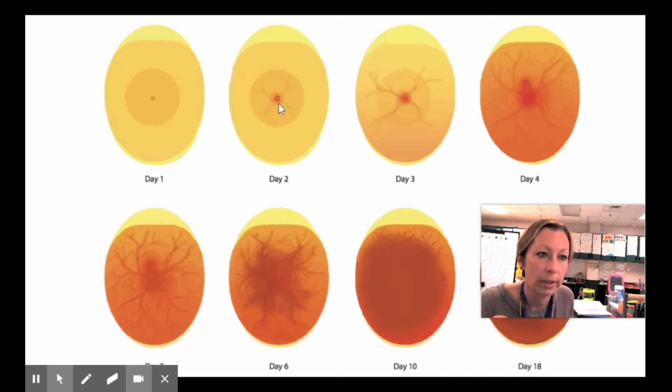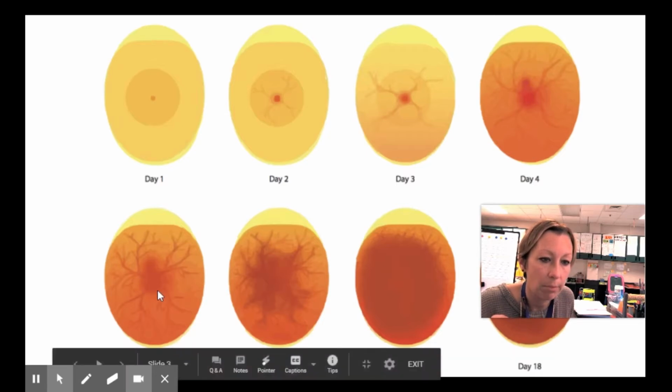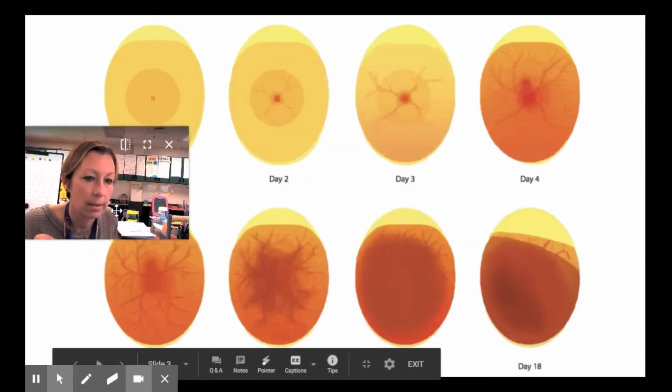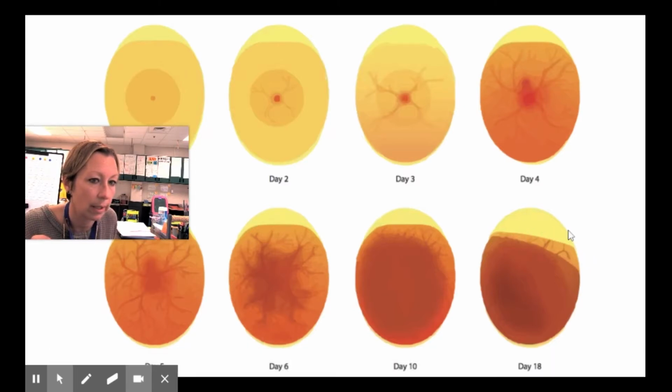And slowly, the little bullseye will develop blood vessels or spider webs, as we call them. And they get bigger and bigger. And the thing in the middle, that's going to be what we call an embryo. That's that little baby chick. And on day 18, you can see this is called an air pocket. This is where the baby chick gets the air to breathe while inside of an egg.